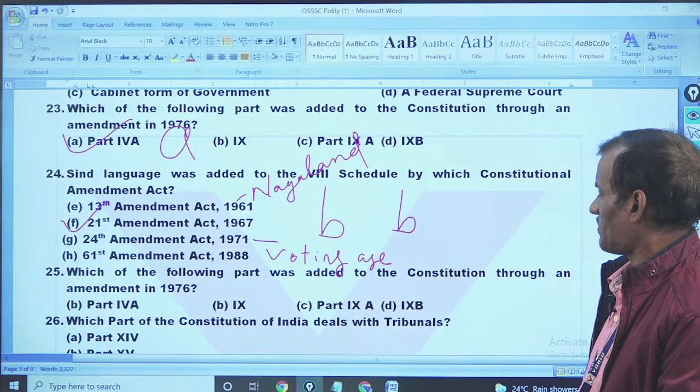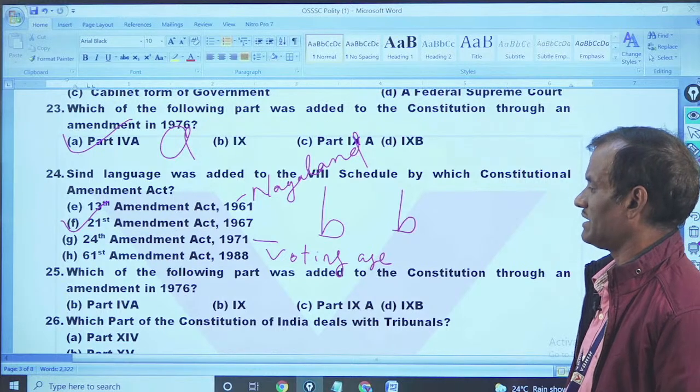Which of the following part was added to the Constitution through an amendment in 1976?